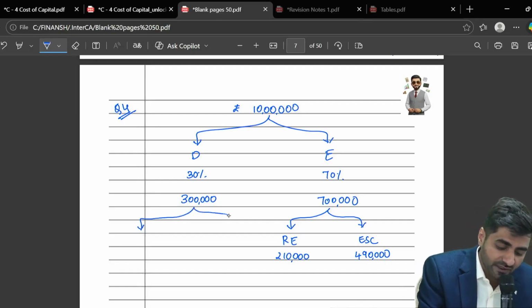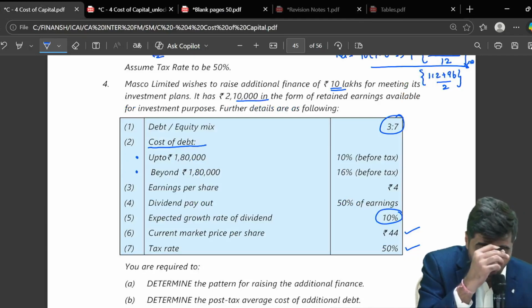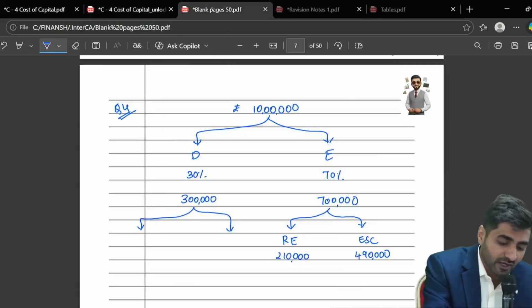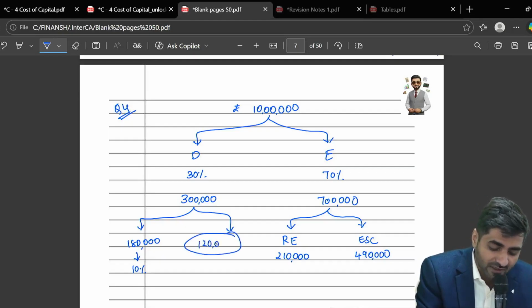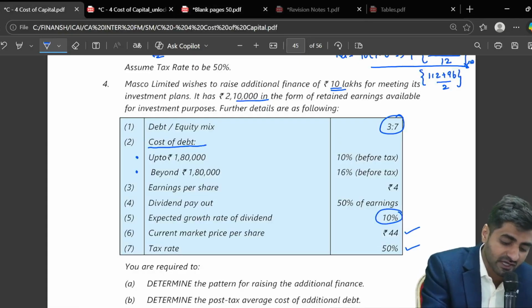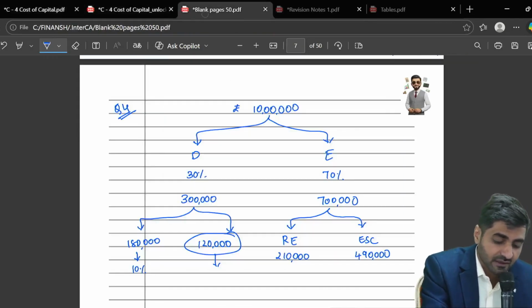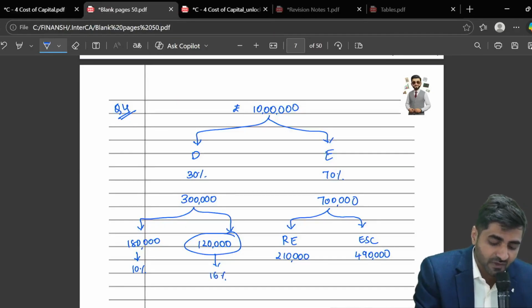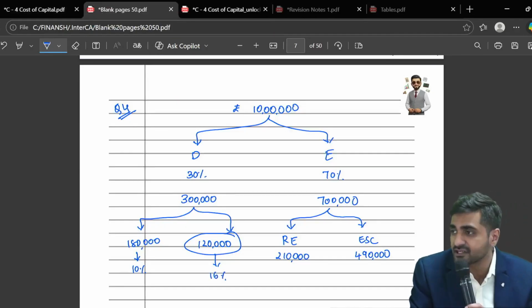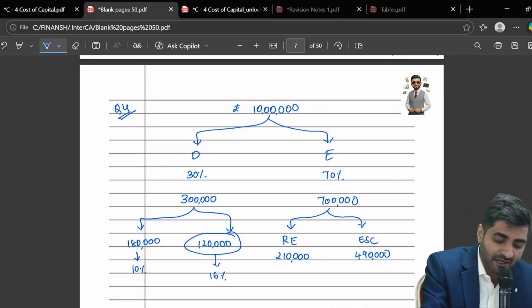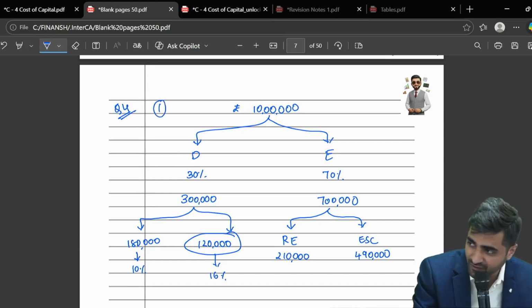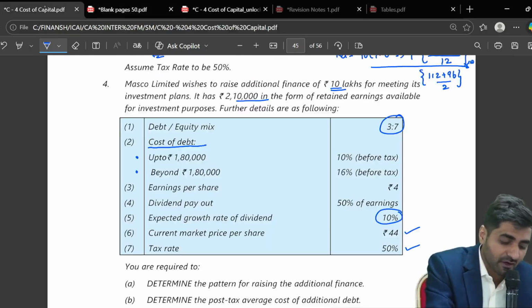And in this amount of the debt, we have up to 1,80,000. So can I put it like this? Up to 1,80,000. What's the rate of interest, guys? 10%. And then what about the balance part? 1,20,000. And for that, how much percentage rate we have to take into consideration? 16%. Okay, are you guys understanding this? Okay. So this is a pattern of raising the additional finance, which is the first part of the question. They have asked you the pattern for raising additional finance. This is the pattern which you can show even in your examination. Absolutely fine.